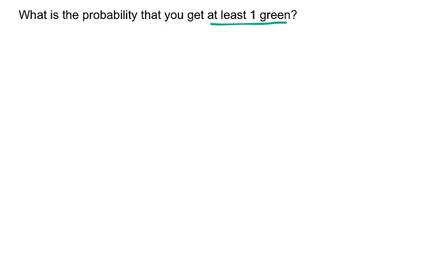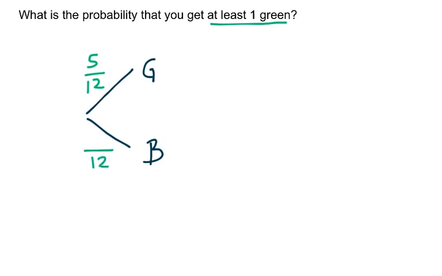I'm going to go ahead and go through building that tree diagram again just to help you see it. On our first draw, we're either going to get a green candy or a blue candy. That's our first draw. I have 12 candies in the bag, and 5 of them are green. So the probability of getting green on that first draw is 5 out of 12. I have 12 candies in my bag, so the probability of getting blue on that first draw is 7 out of 12. That's the first draw.